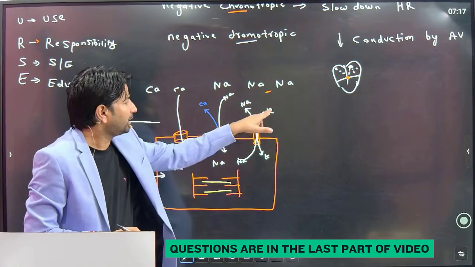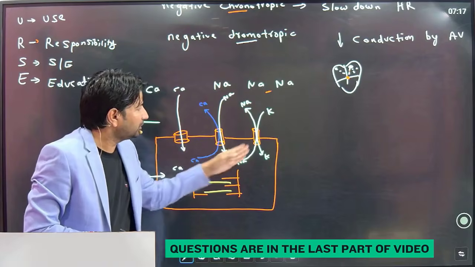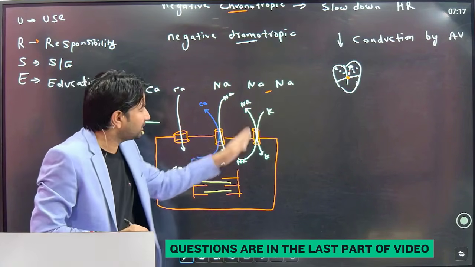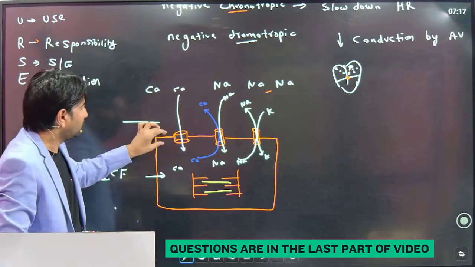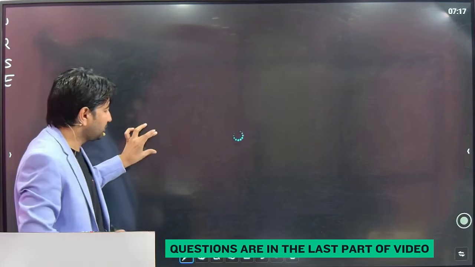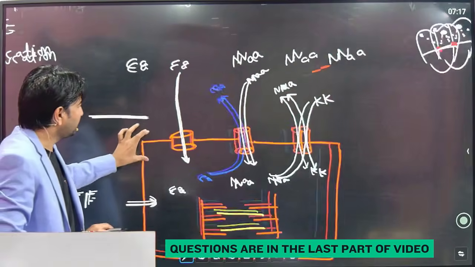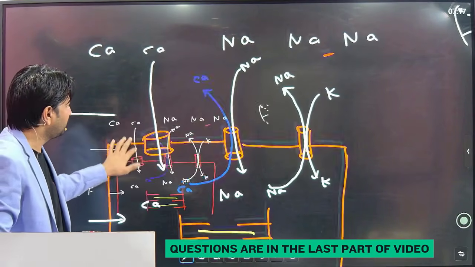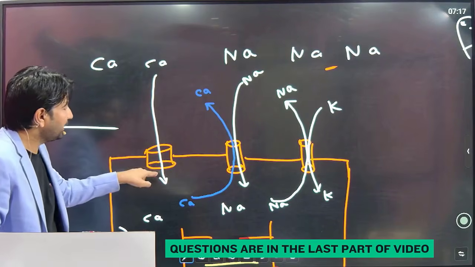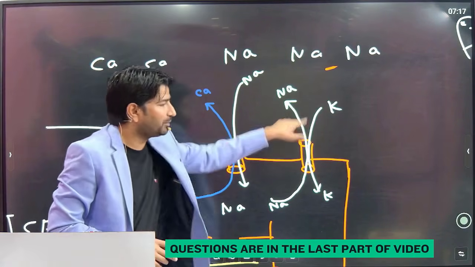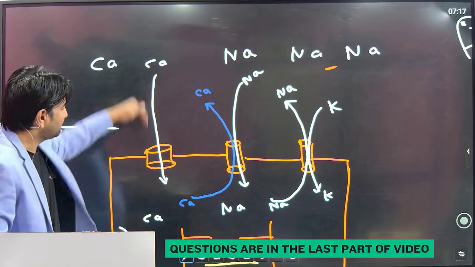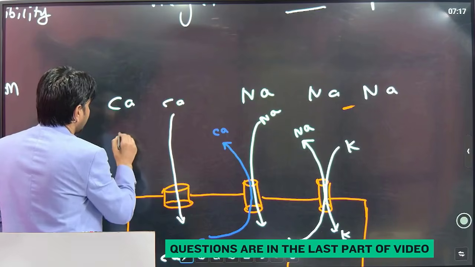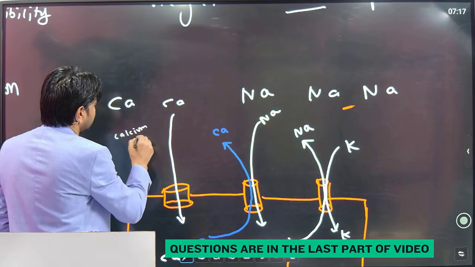Potassium. If potassium comes in through this channel, then sodium will go out. If potassium isn't coming in, then sodium won't go out from here. So far, we've seen that in our myocytes, there are three gate-like structures that we've called different channels. Calcium will enter through one, sodium through the second, and potassium through the third. The one through which calcium enters, we've called the calcium channel.